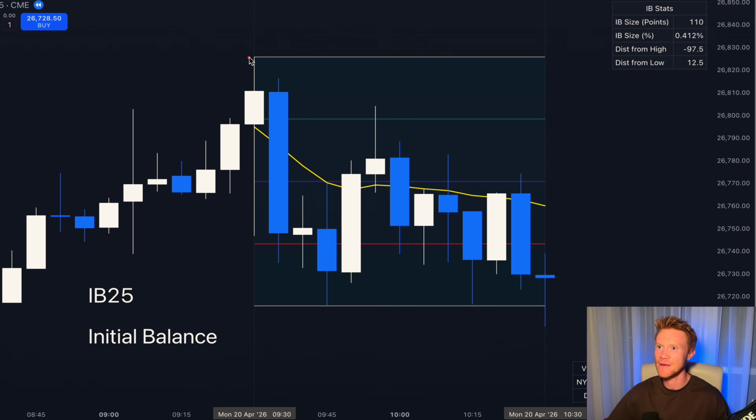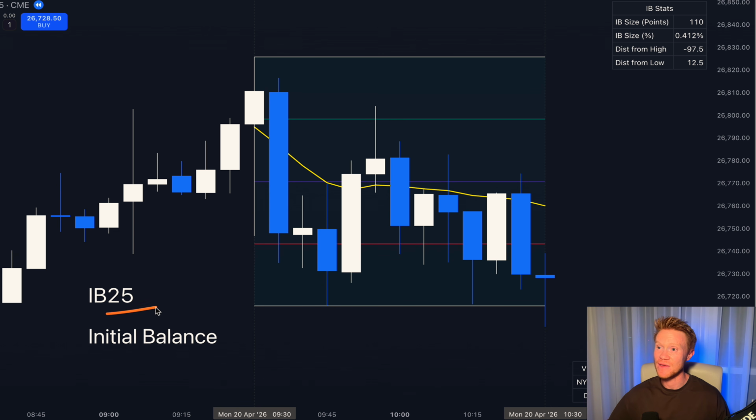And in this particular example, we had the high form here and we had the low of that first hour form there, and that forms our initial balance. And this candle here was printed at 10:30. So this is after the initial balance has formed, and it then breaks the initial balance low.